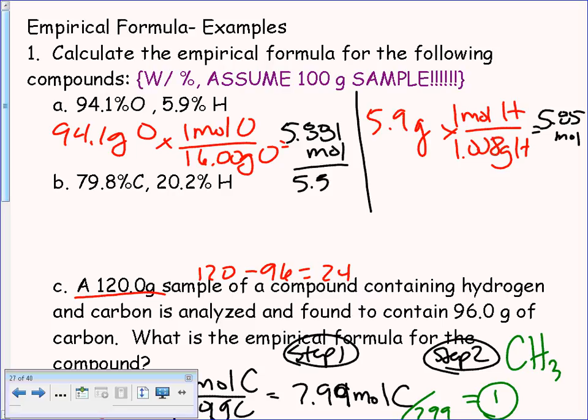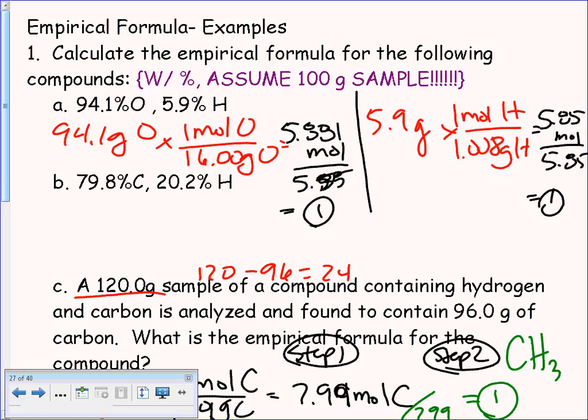Divide by 5.85 because that's the smaller one. Divide by 5.85. So what is this? Approximately 5.88 divided by 5.85. About 1, right? Probably rounds down to 1, if anything. That's a 1, and this is definitely a 1. So what's the ratio?